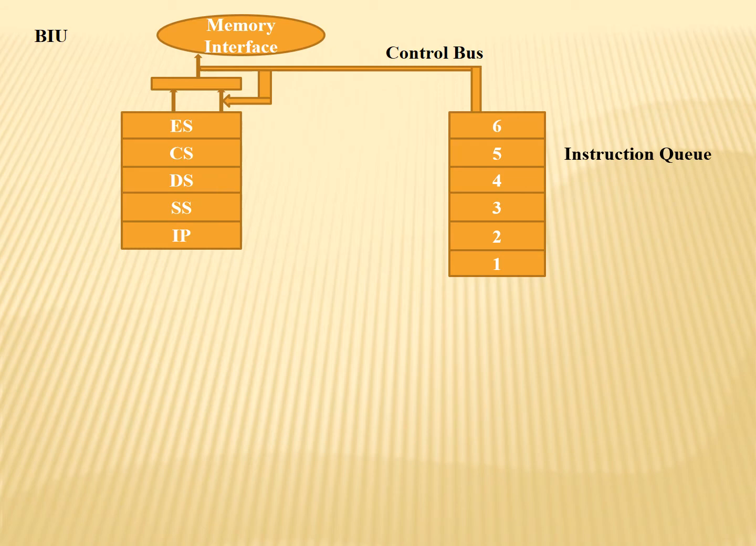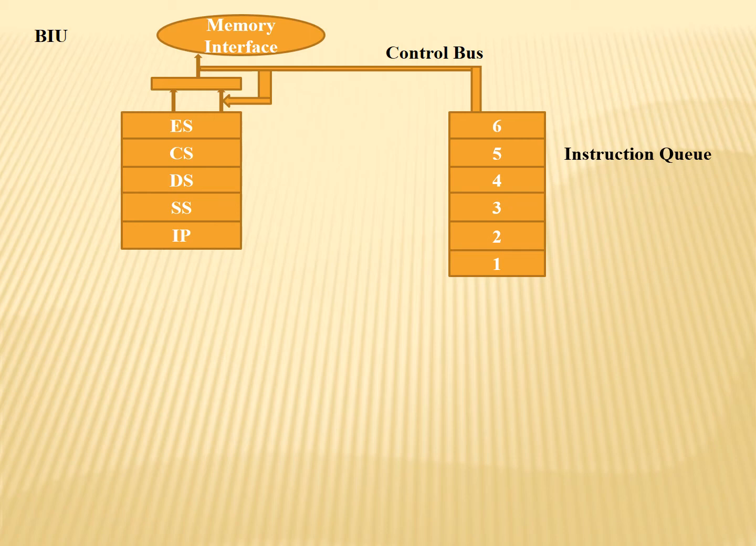instruction queue. So what is an instruction queue? In order to speed up the execution, 6 instructions will be prefetched, decoded and kept ready for the execution unit. This type of architecture is called the pipelined architecture. When I was teaching you the features of the x86 family, I said it supports pipelined architecture. So this is called a pipelined architecture.